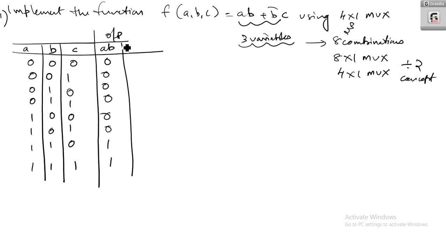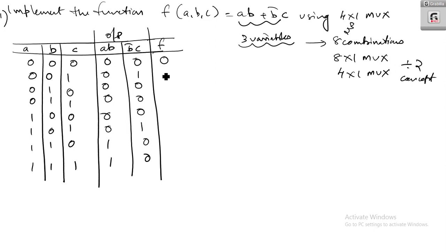Next one is B bar C. What is B bar C? 1 dot 0, 0; 1 dot 1, 1; 0 dot 0, 0; 0 dot 1, 0; and the same again for the second half. Now coming to the output, that is F. F is 0, 0, 0, 1, 0, 0, 1, 1.